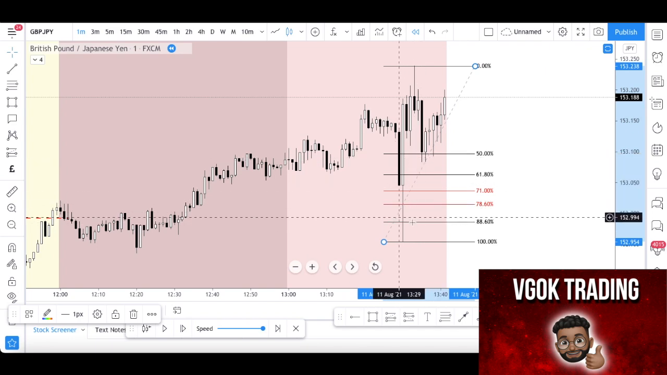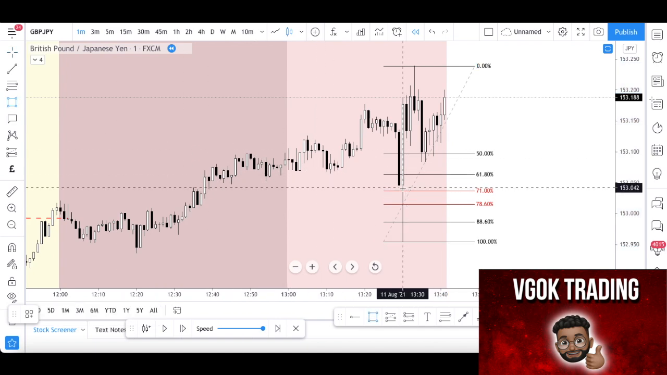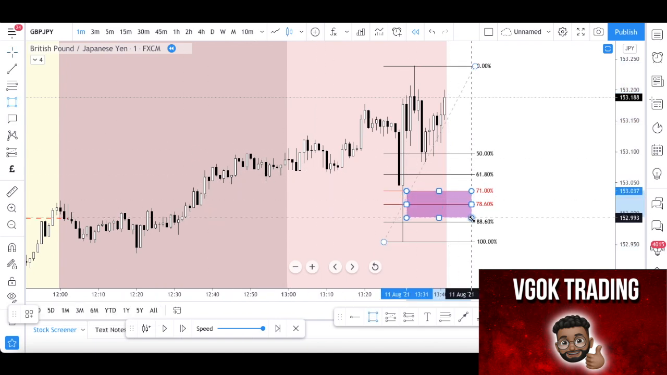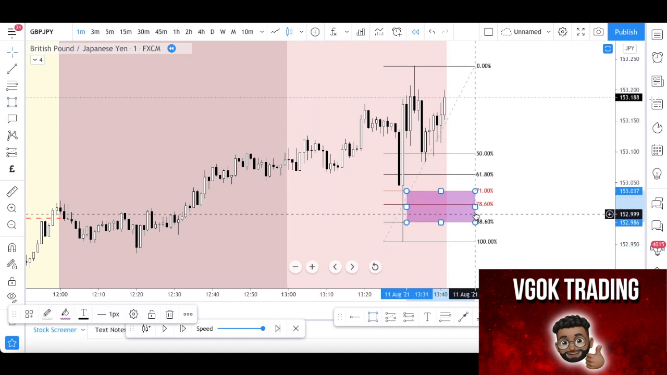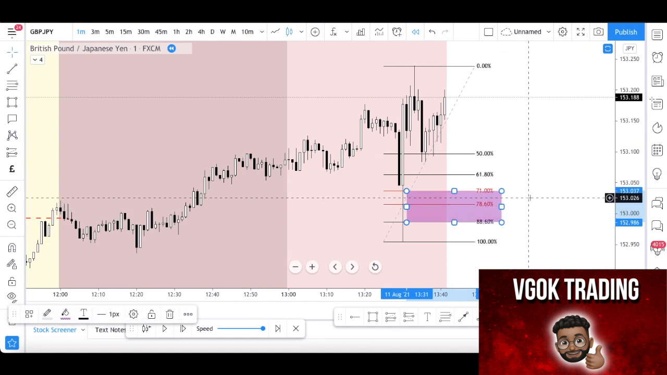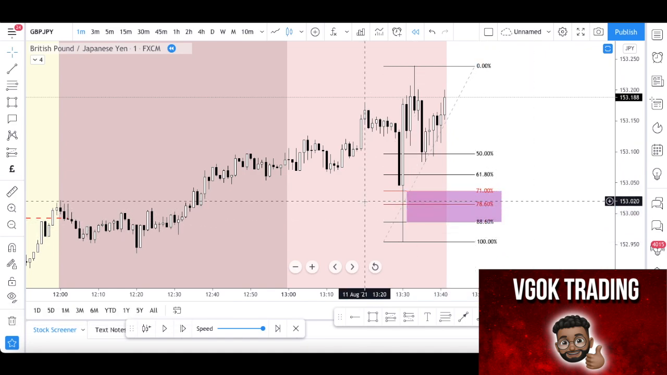But there's no good institutional candles or anything to base a point of interest off of in this area right now. All we can go off right now would probably be the 71 to the 88.6, or maybe 71 to 78.6. So if I was just to draw out a rough point of interest from this area, for argument's sake, the 71 to the 88.6% right there.